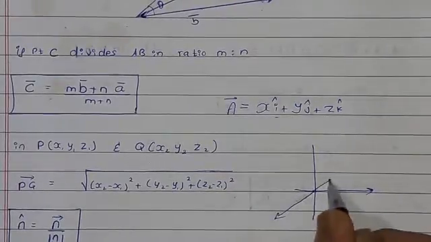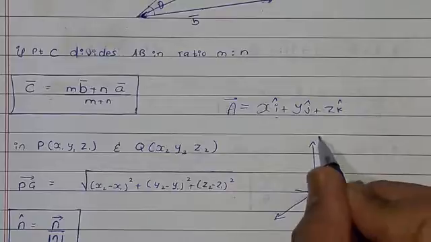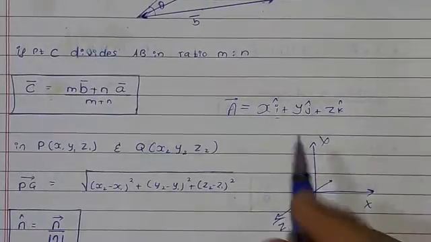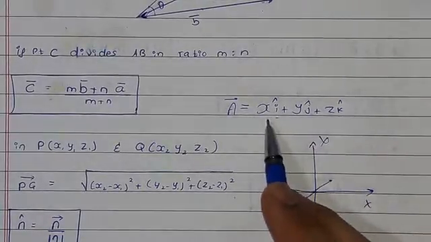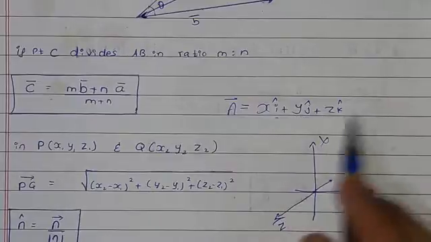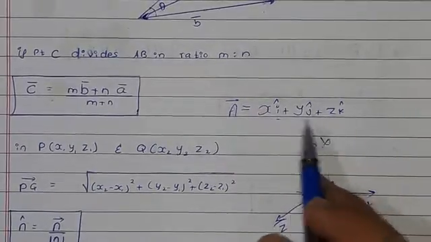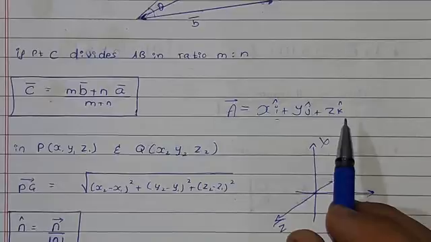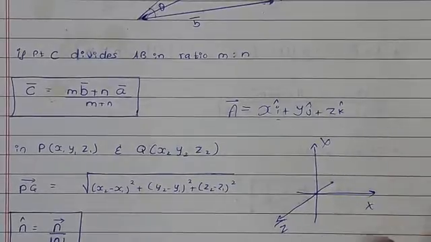This is the z-axis. There are three axes: the x-axis, the y-axis, and the z-axis. X is the x component of the vector, y is the y component, and z is the z component. And i cap is the unit vector along x, j cap along y, k cap along z.